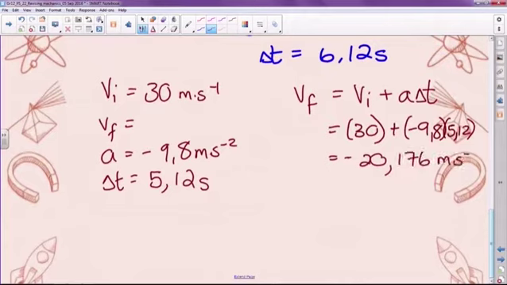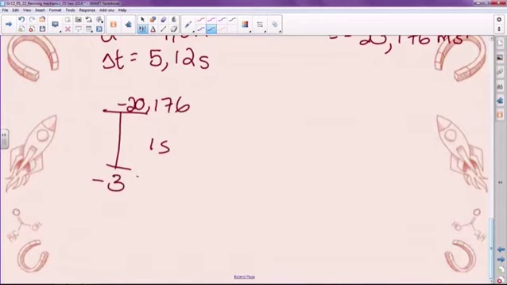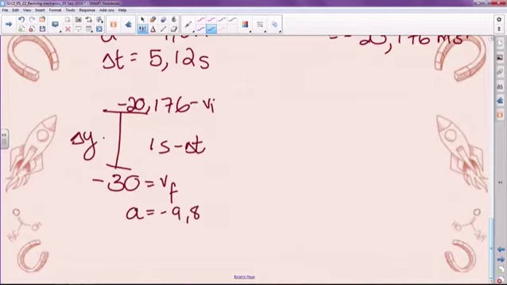So what this means is when we look at the motion, here's the last second of the motion. Over here, it's going at minus 20,176. Over here, it's going minus 30. So that's now my initial velocity. That's now my final. That's time, and I want delta y. And I know, even better, that A is minus 9,8. So actually, I've got lots of information.